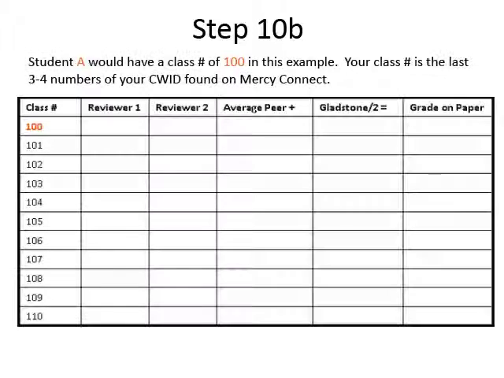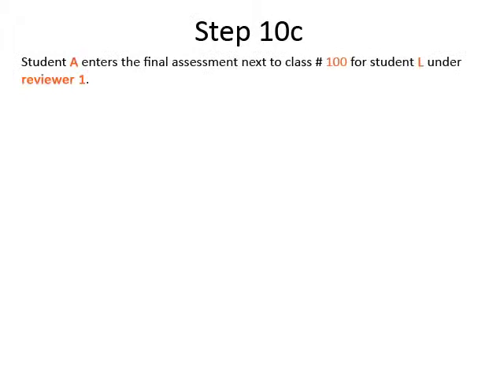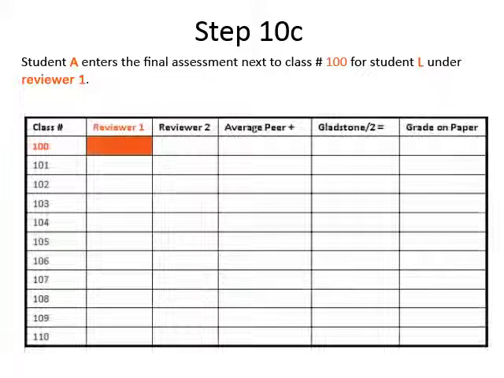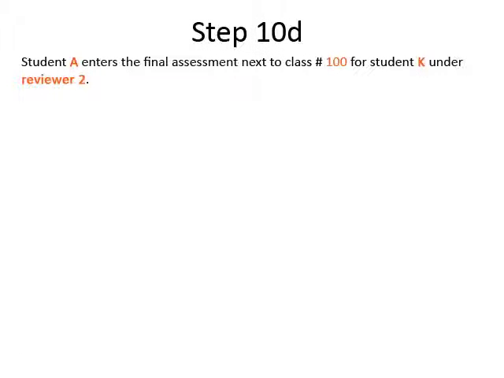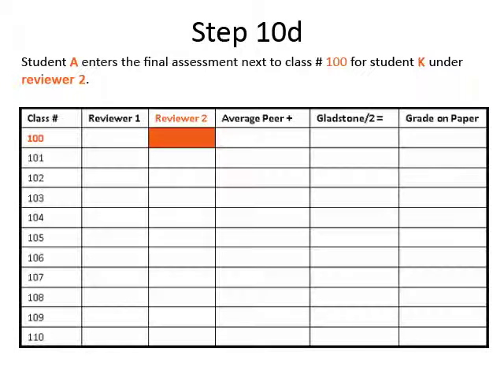In this Excel chart, each student has a class number. 100 corresponds to Student A, our example. As the first reviewer for Student L, A enters a grade from 1 through 30 in the Reviewer 1 cell highlighted in red on the line with Student A's class number. Then Student A grades Student K's paper on the same line with the class number under the column headed Reviewer 2 in the cell highlighted in red.